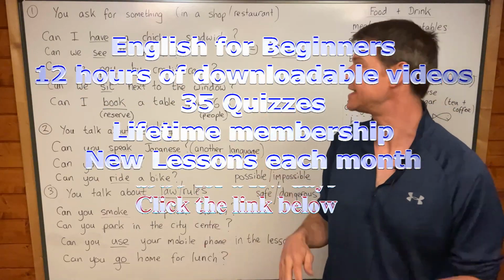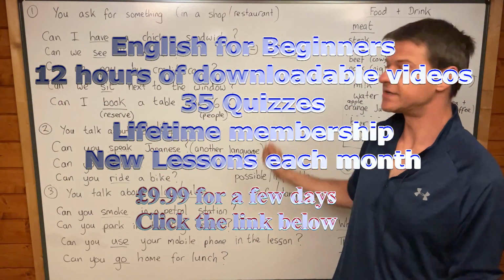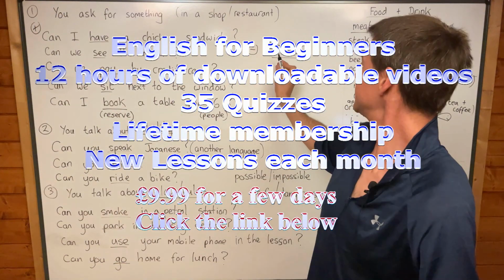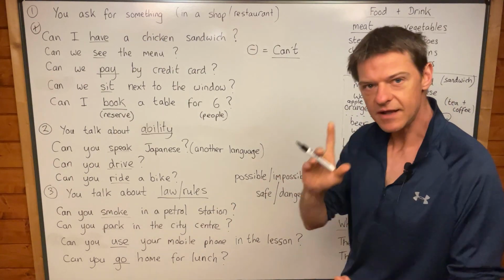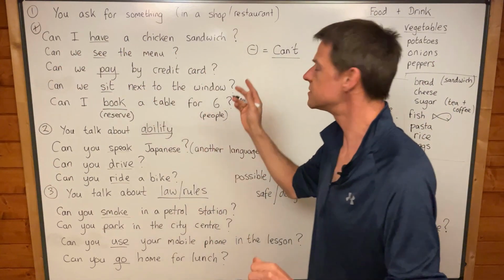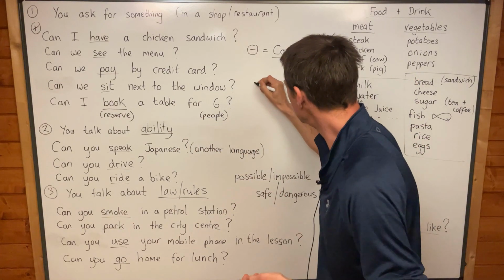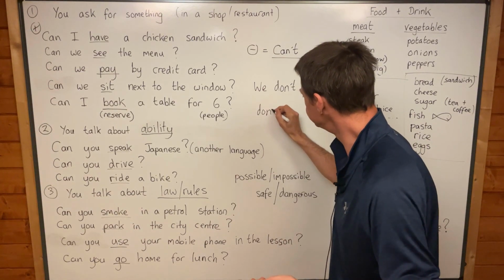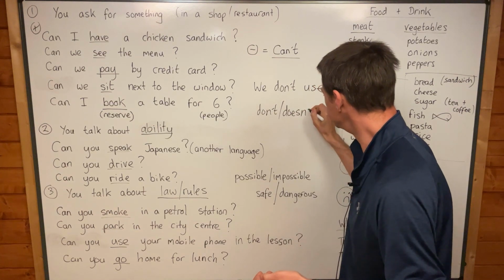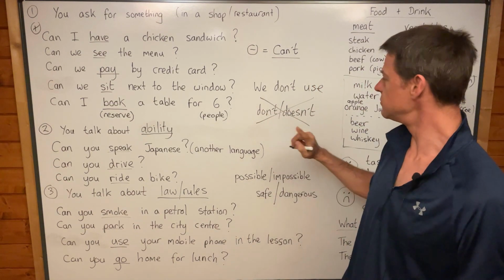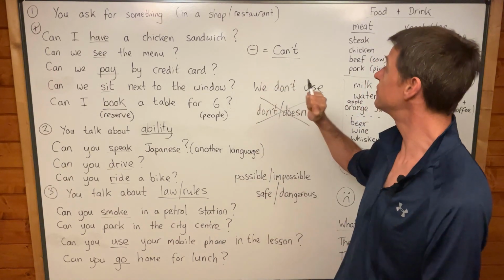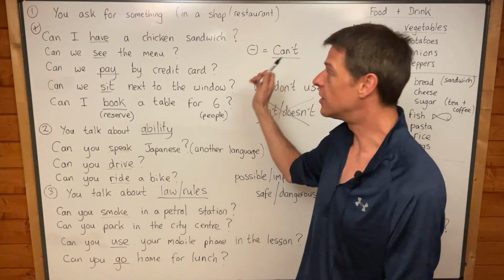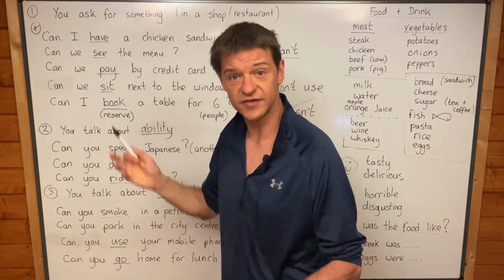Today we are studying can and can't. Can is positive, and can't is negative. So remember, with can and can't, we don't use don't and doesn't to make negatives. We just use can't. So we use can and sometimes can't when you ask for something.